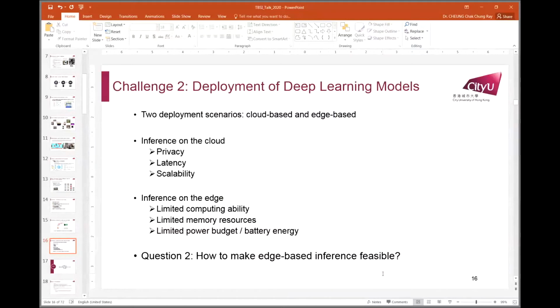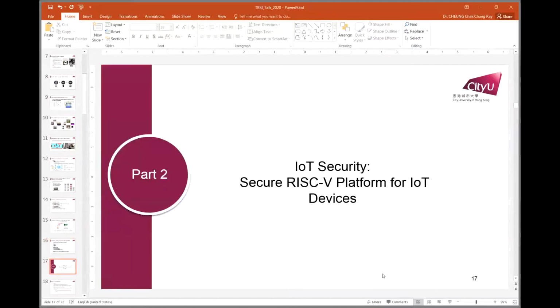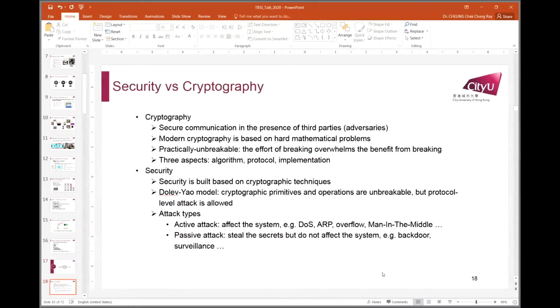So we are taking a step and working in this area. Now we're going to step into the second part, which is the security part. We're going to introduce our research team and the current status. First of all, we want to highlight that cryptography and security are not the same thing, but they work in parallel and support each other.